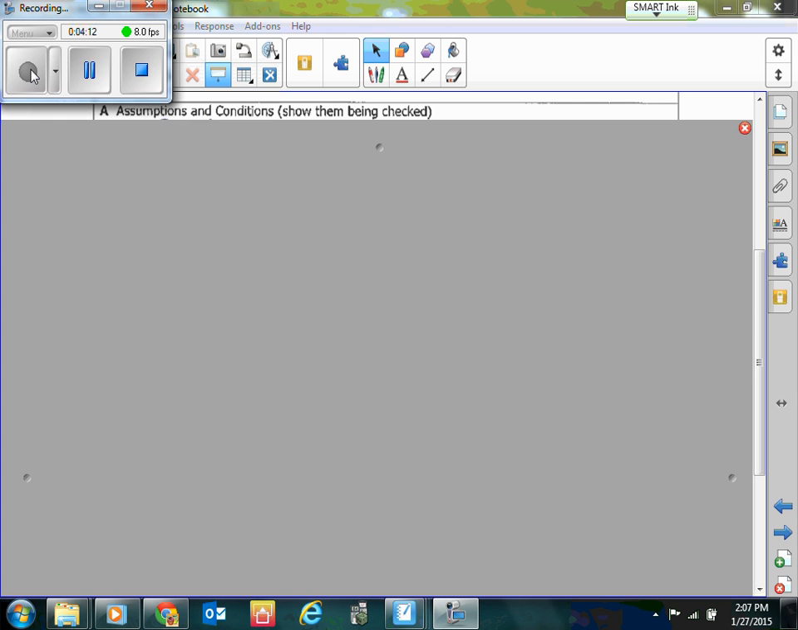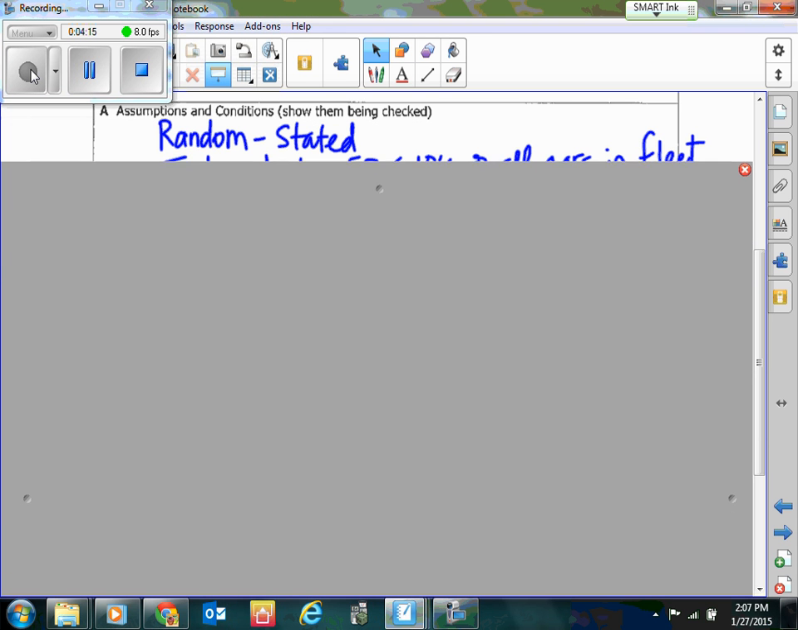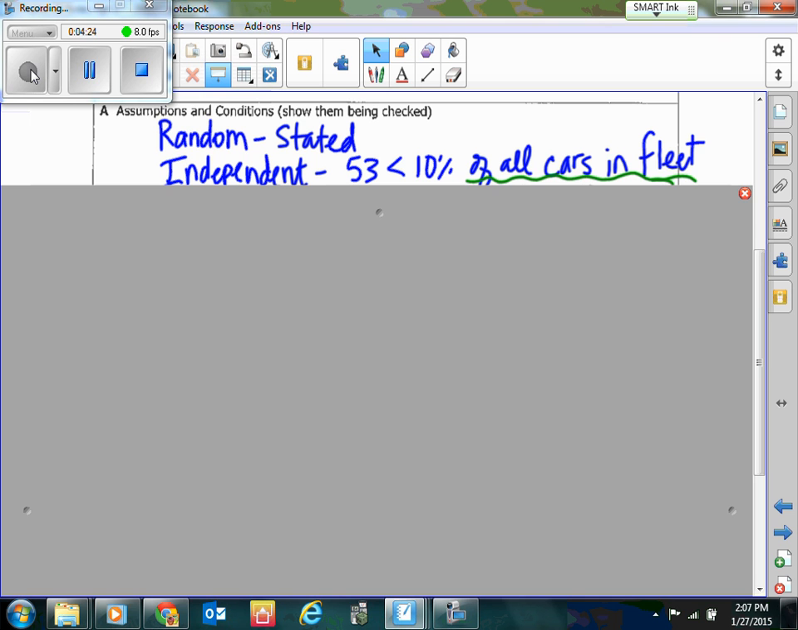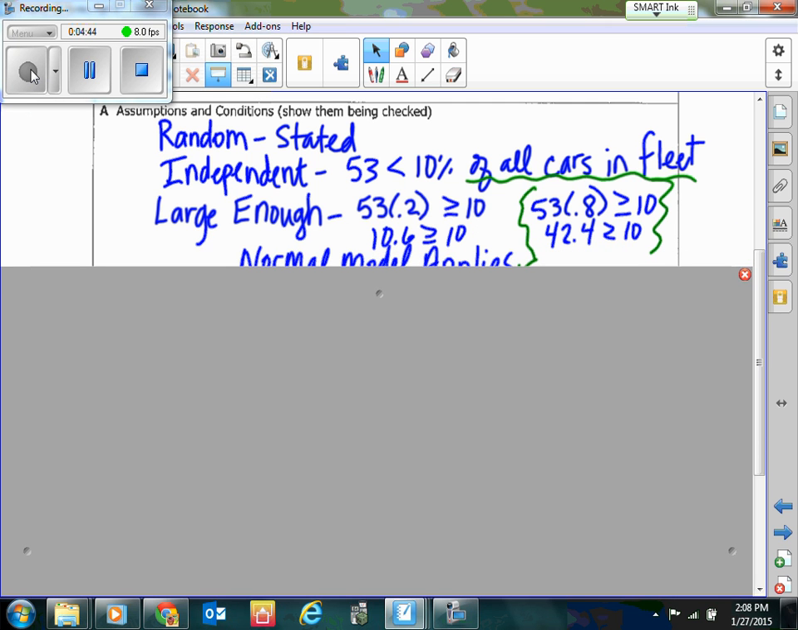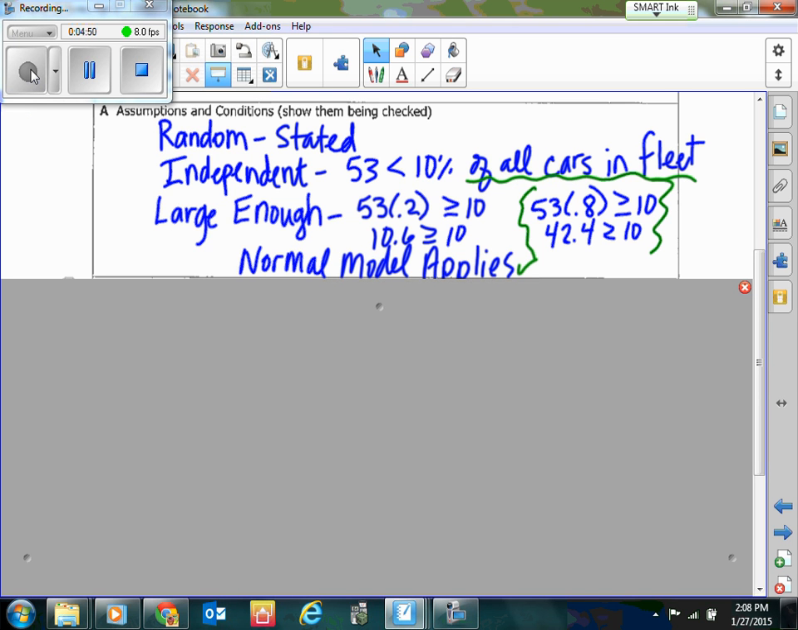Okay, let's check those. So there we go. Your random was stated. Independent, you need to make sure that your 53, your sample size, is less than 10% of all the cars in the fleet. This green part that I underlined was a common place that I took off points when I was grading your previous test, okay? How about large enough? That's going to be our np and our n times 1 minus p, both greater than or equal to 10, and that is true. So don't forget to conclude that the normal model applies.